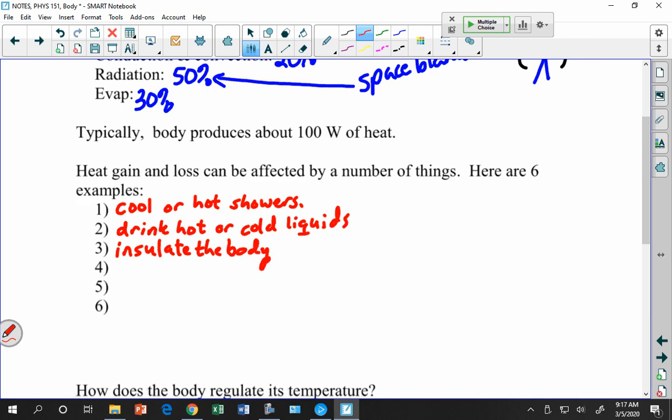You can have forced convection. That's just a fancy way of saying you can have a fan on you.